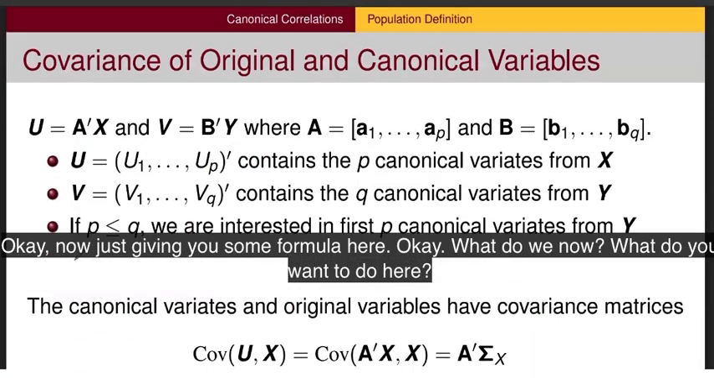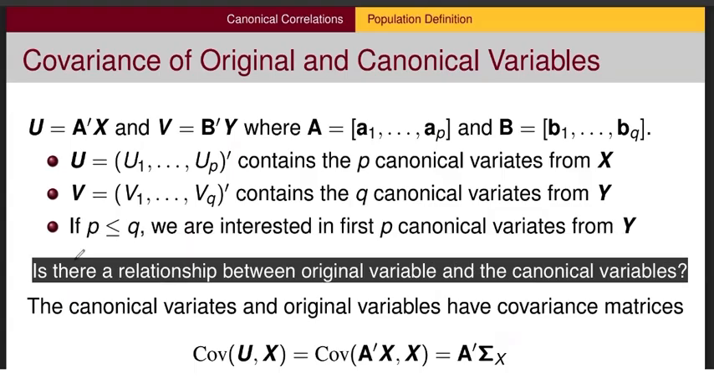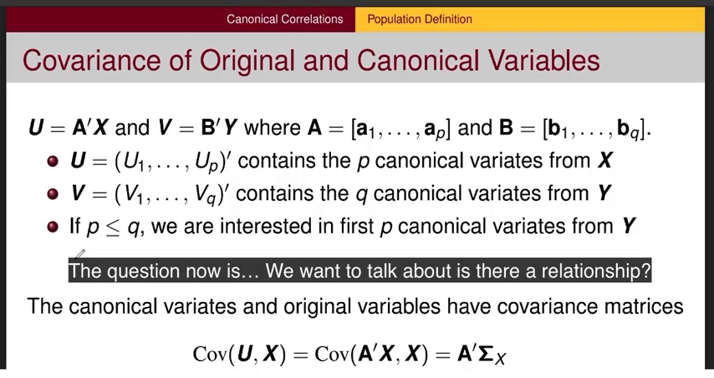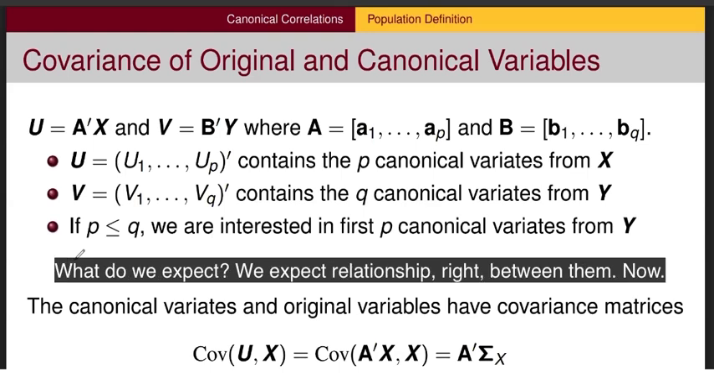Okay, what do you want to do here? Is there a relationship between the original variables and the canonical variables? The canonical variables are the ones that you derive using a linear combination of the original. The question now is, is there a relationship? What do we expect? We expect a relationship between them, right?